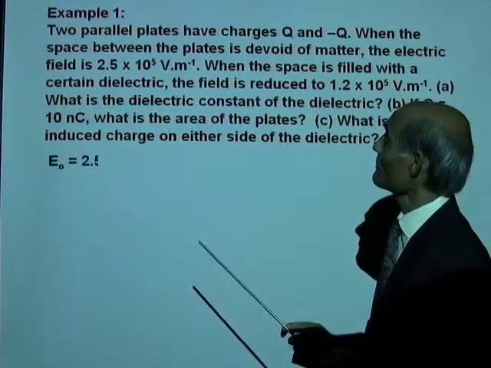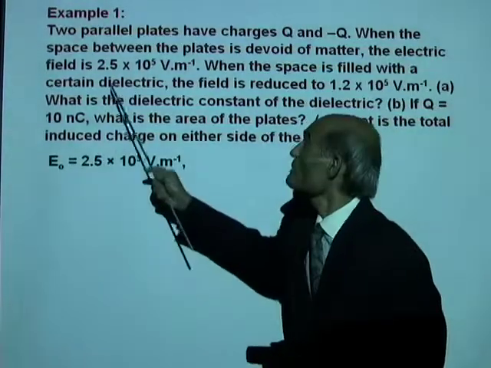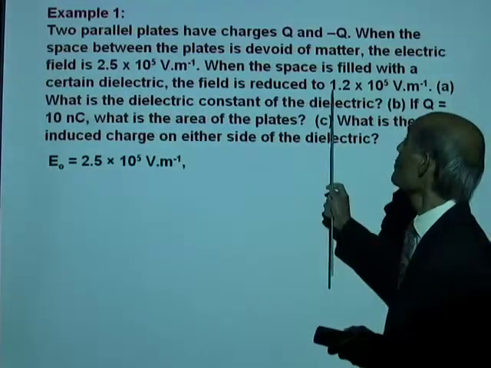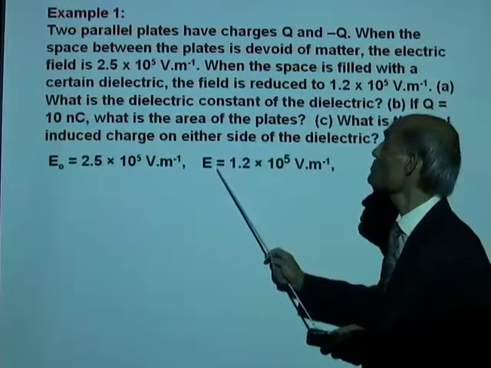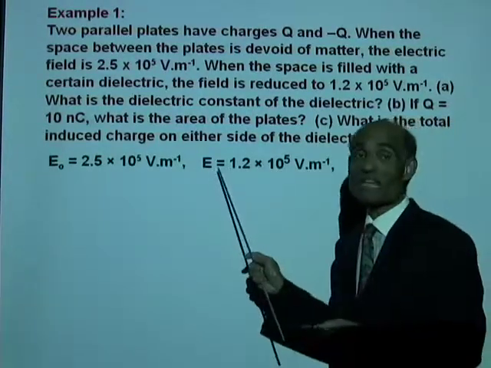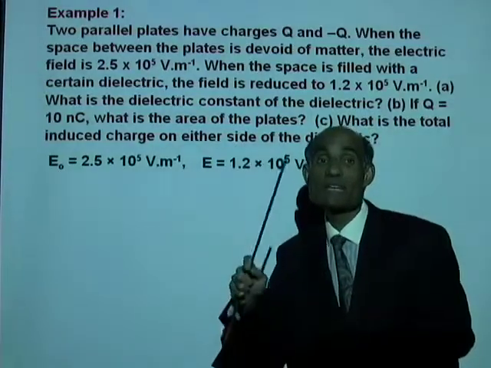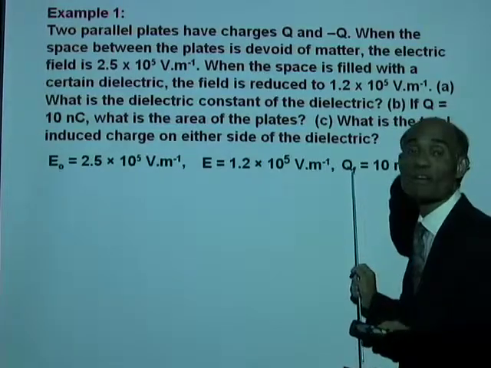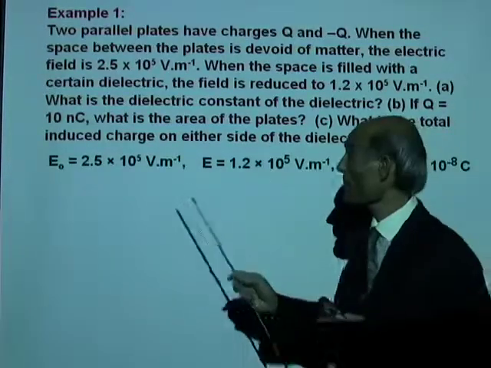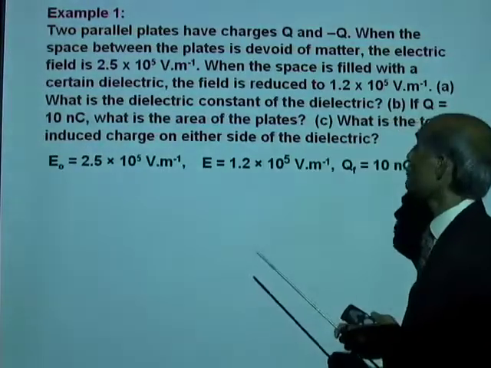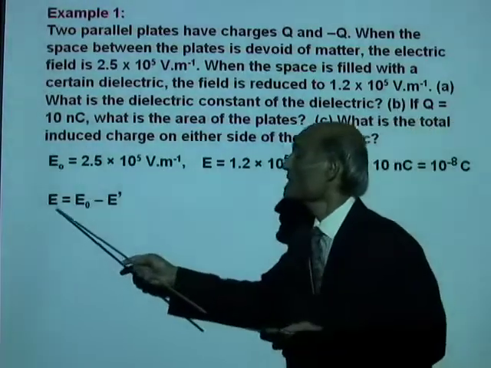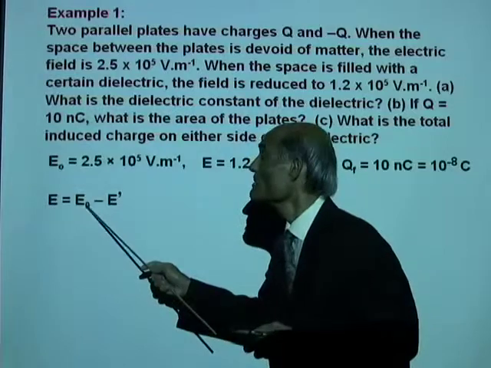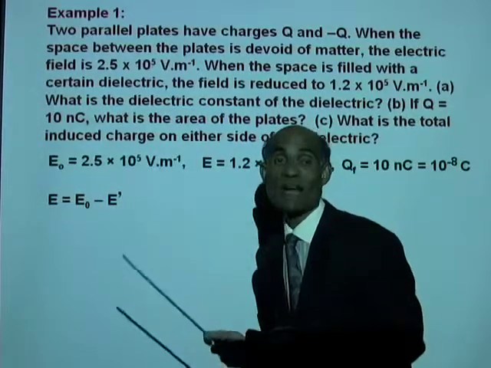Okay, let's see what is given. You are given E0. E0 is 2.5 times 10 to the 5 volt per meter. You are given E. E equal to 1.2 times 10 to the 5. What does E represent? The net field E0 minus E prime. QF, the free charges on the capacitor plates, is 10 nanocoulomb. And E equal to E0 minus E prime. You know E, we know E0, therefore we can find E prime.